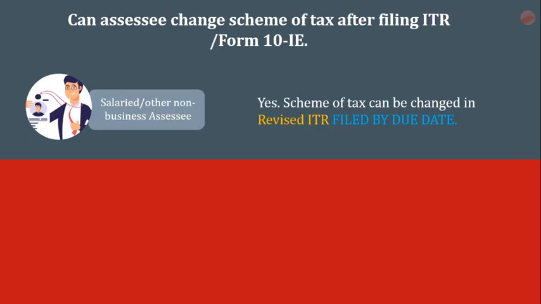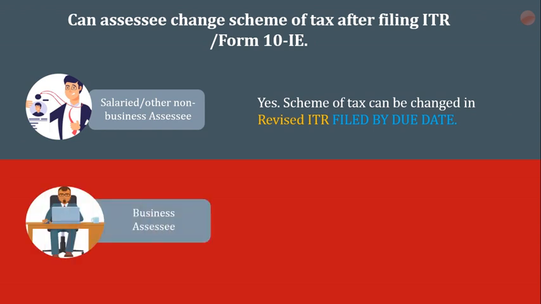Another question: can an assessee change the scheme of tax after filing ITR or Form 10IE? Let us see. In the case of a salaried person or a non-business assessee, he can change the scheme of tax in a revised ITR. Yes, he can change the scheme of tax in the revised ITR, but it is important to note that this must be filed by the due date. If the revised ITR is filed by the due date, he can change the scheme of tax. If he went for the old scheme in the original ITR, then he can go for the new scheme and vice versa. But it is important to note that this revised ITR must be filed by the due date.